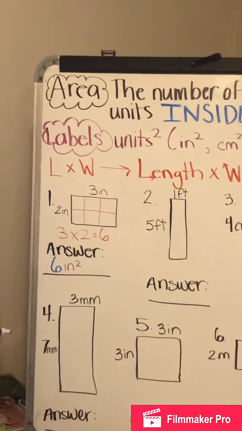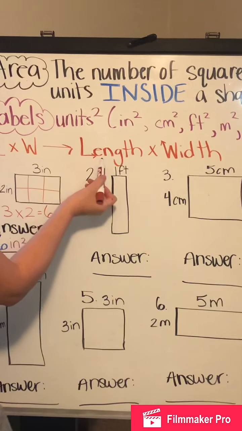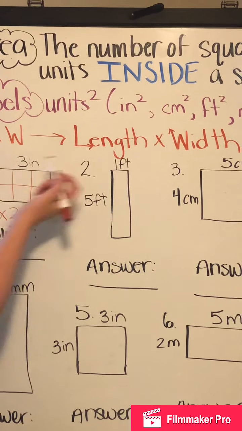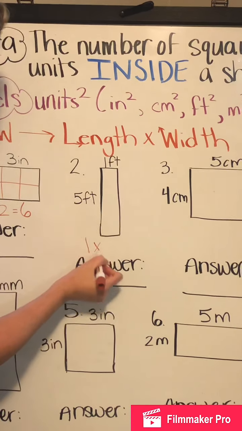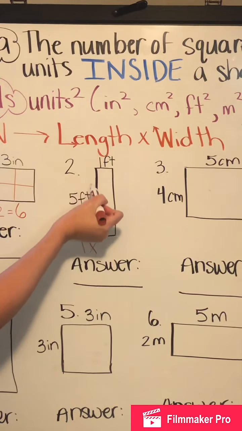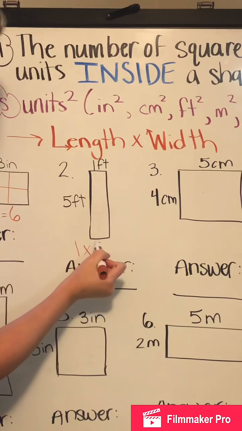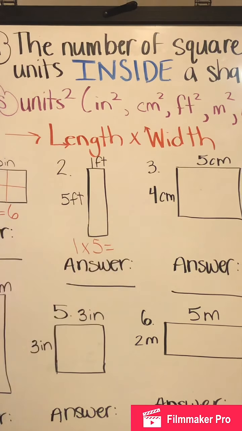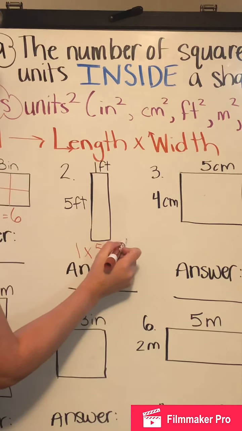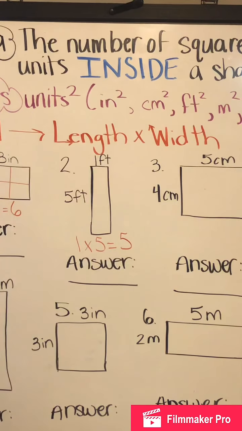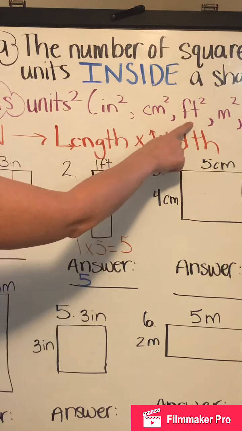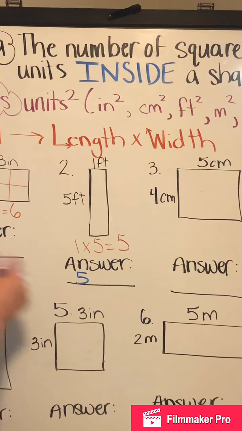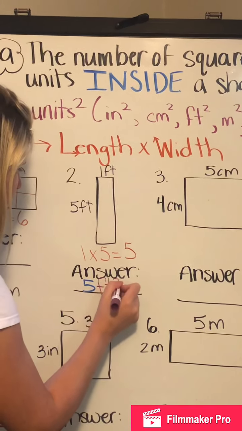Let's move on to our next one. We need to use length times width to solve. My length is only 1 foot, times my width, which here says 5 feet. 1 times 5 is 5. So the inside should have 5 squares, and my units is feet, and I need to include my square.